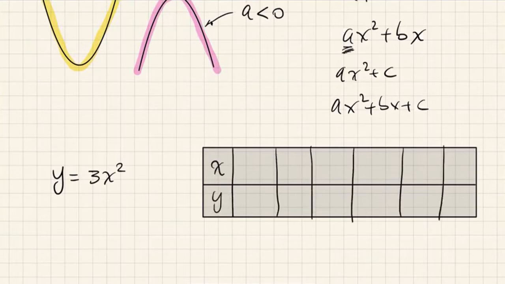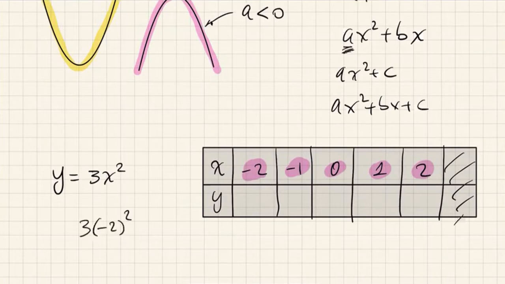If x is 0, -1, -2, 1, and 2, I don't need more. Now I have to substitute x with these values and get the corresponding y, and these will be the points of the graph. If I substitute x equals -2, it will be 3 times -2 squared, which means 3 times 4, which is 12. If I substitute x equals 2, it will also equal 12, because 3 times 4 equals 12.